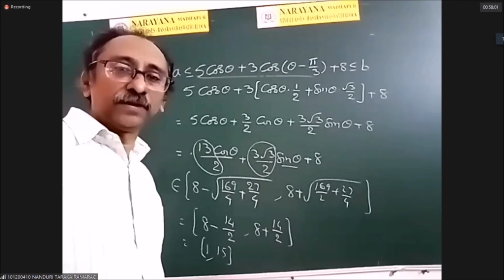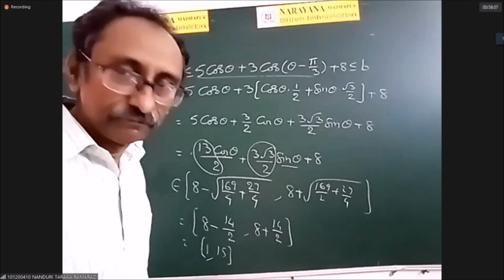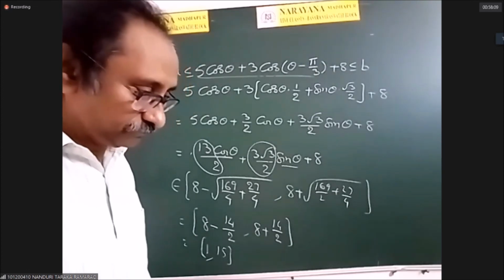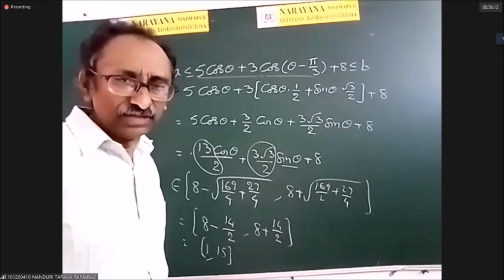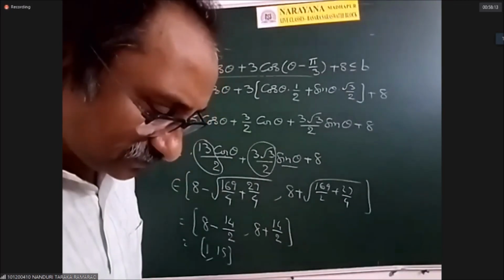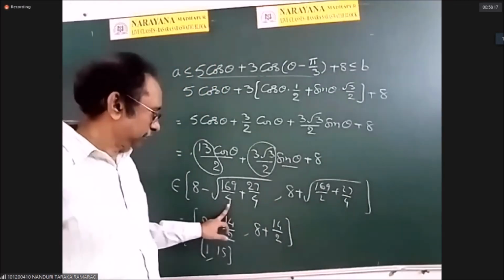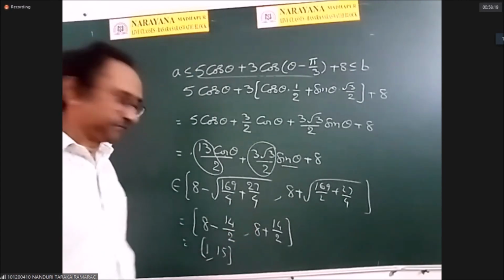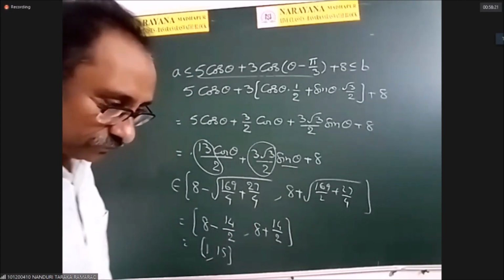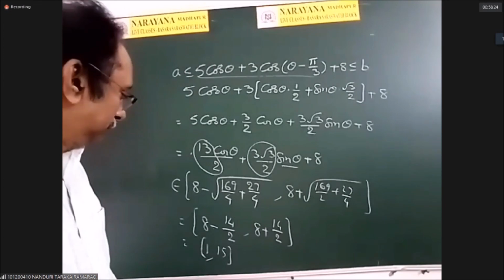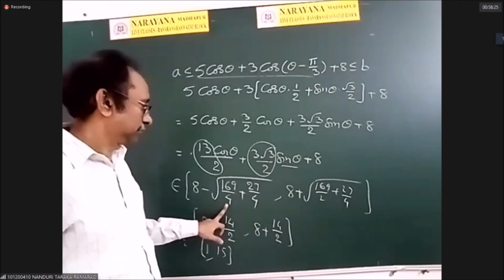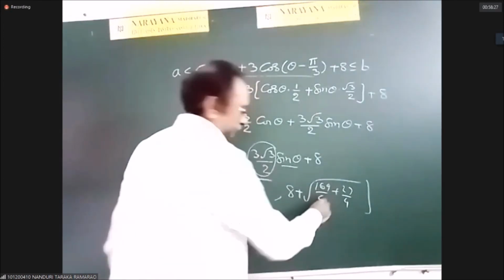So Rahul, what is the doubt? Sir, there, 169 by 4, no sir. 8 plus under root 169 by 4. Okay, sir, that's what I have written. Oh, yeah, okay, no problem. Right.